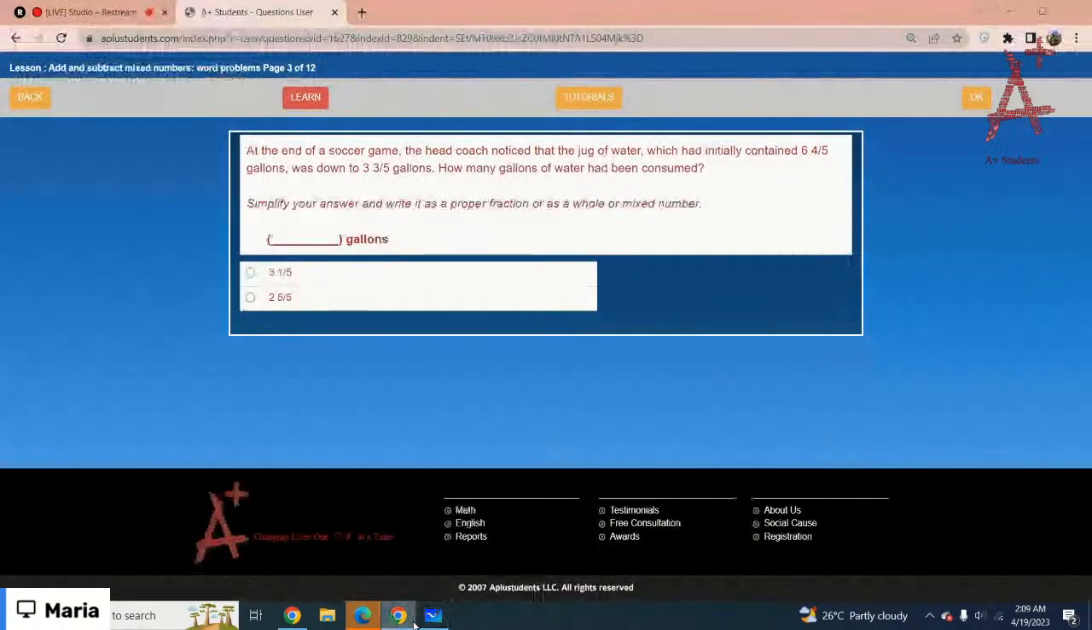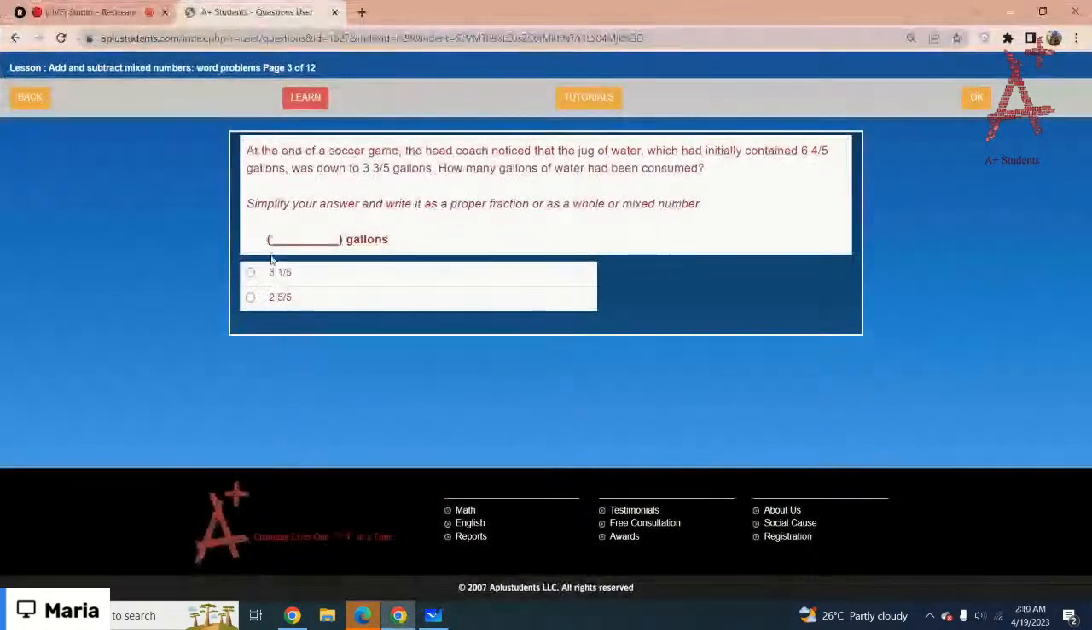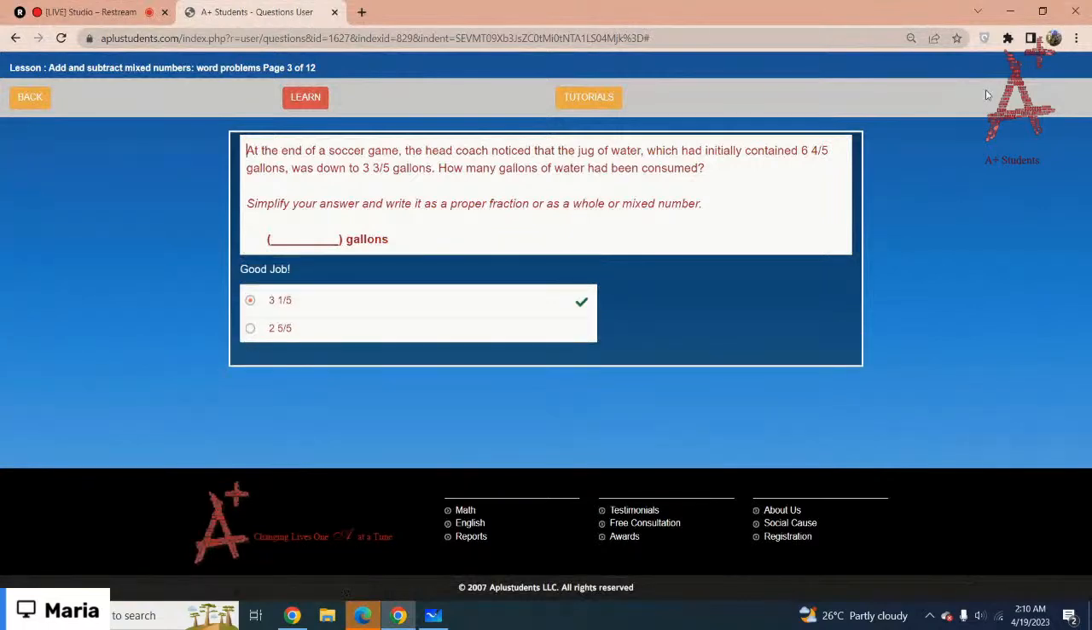So just subtract 6 whole 4 by 5 minus 3 whole 3 over 5. Got it? Both the fractions have the same denominator, so you can subtract their whole numbers. 6 minus 3 is 3 and then 4 minus 3 is 1. So it would be 3 whole 1 over 5. Got it? It is 3 whole 1 over 5. So select the correct option and click on the OK button.